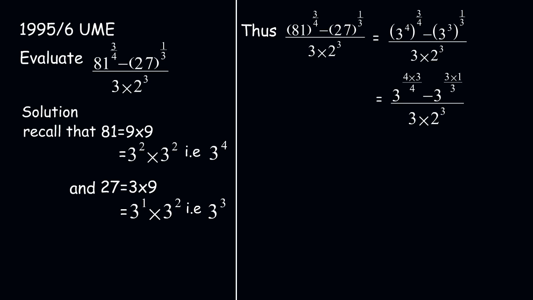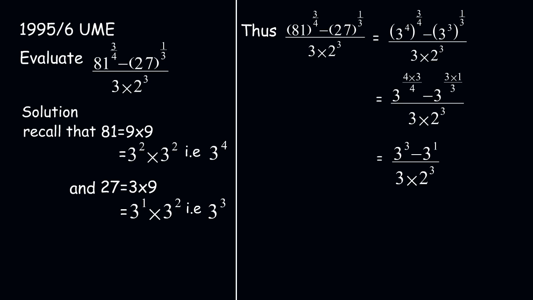3 to the power of 4 times 3 over 4 will give us 3 to the power of 3. 3 raised to the power of 3 times 1 over 3 will be equal to 3 to the power of 1. So our equation breaks down to 3 to the power of 3 minus 3 to the power of 1, divided by 3 times 2 to the power of 3.